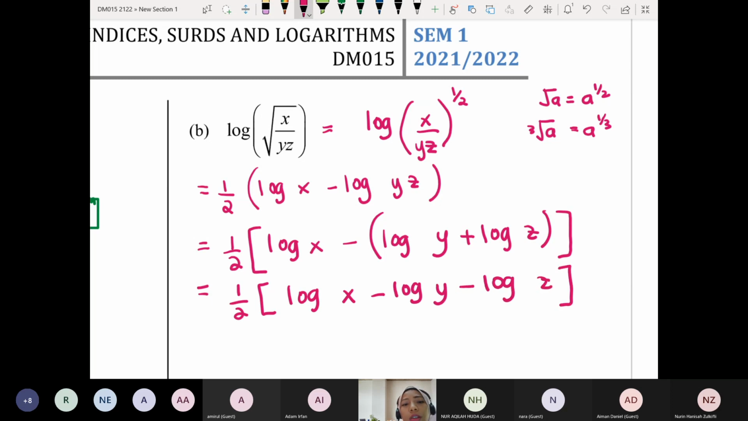So you can change from here to here, or from here to here, depending on suitability, whether the question requires you to solve for x or otherwise. This is just another way I show you how you can transform this kind of function. Okay, alright.